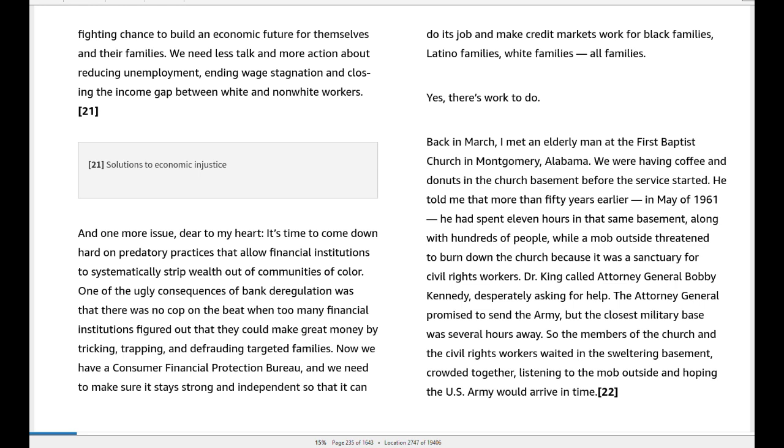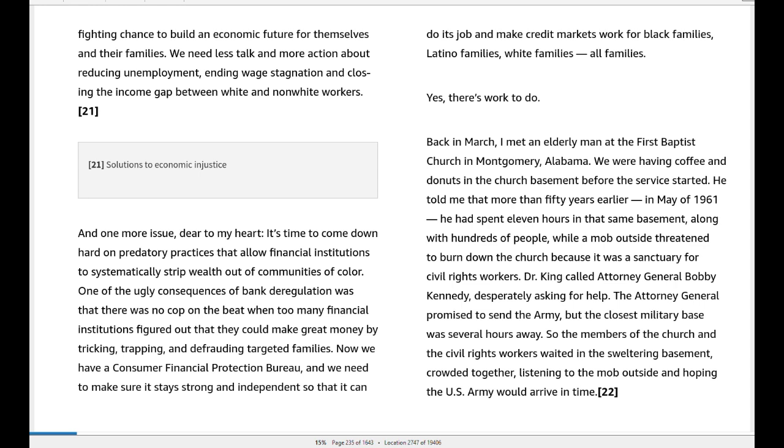Now we have a Consumer Financial Protection Bureau, and we need to make sure it stays strong and independent so that it can do its job and make credit markets work for Black families, Latino families, white families, all families. Yes, there's work to do.